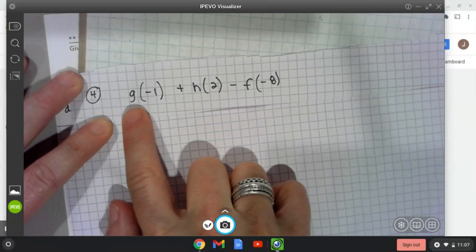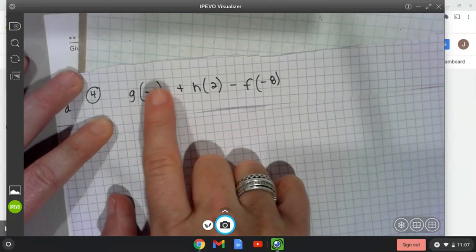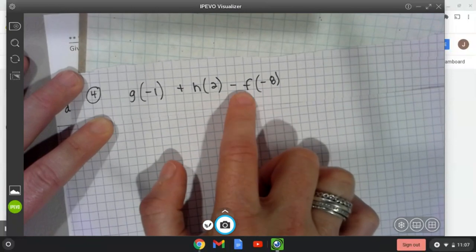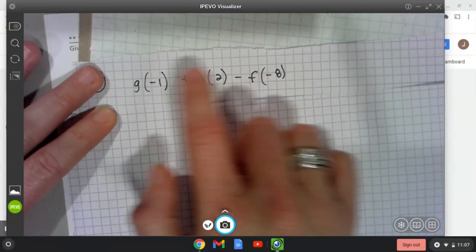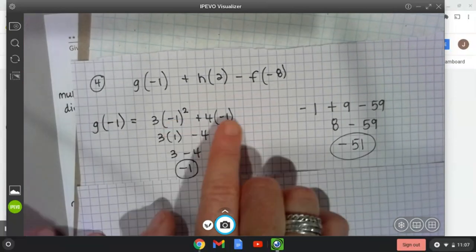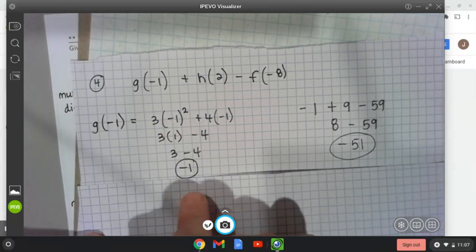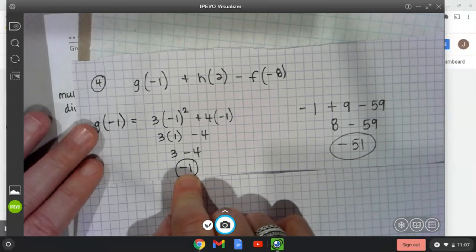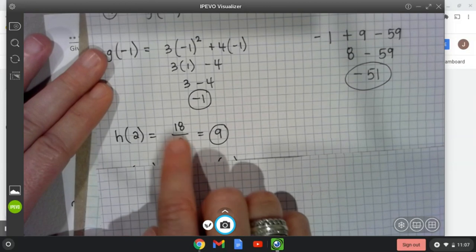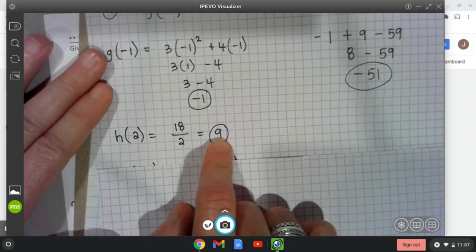So you have to make sure you plug these numbers into the correct function. So negative 1 has to go into g, 2 has to go into h, and negative 8 has to go into f. All right, so guys, I just do these off to the side. First, I found g of negative 1, so I plugged negative 1 into the g of x function, and I got negative 1. Then I plugged 2 into h. I found h of 2. 18 divided by 2, I got 9.